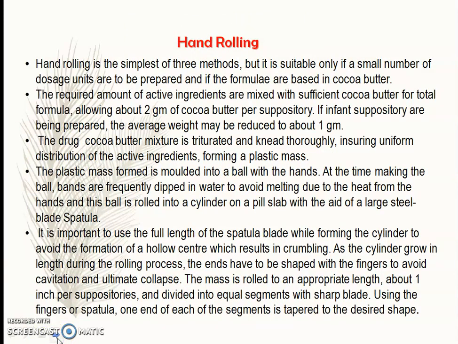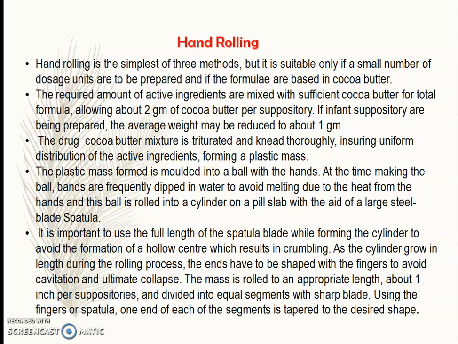Then the hand rolling technique. Hand rolling is the simplest of the three methods, but it is suitable only if a small number of dosage units are to be prepared and if the formulae are based on cocoa butter. The required amount of active ingredient is mixed with sufficient cocoa butter for the total formula, allowing about 2 grams of cocoa butter per suppository. If infant suppositories are being prepared, the average weight may be reduced to about 1 gram.